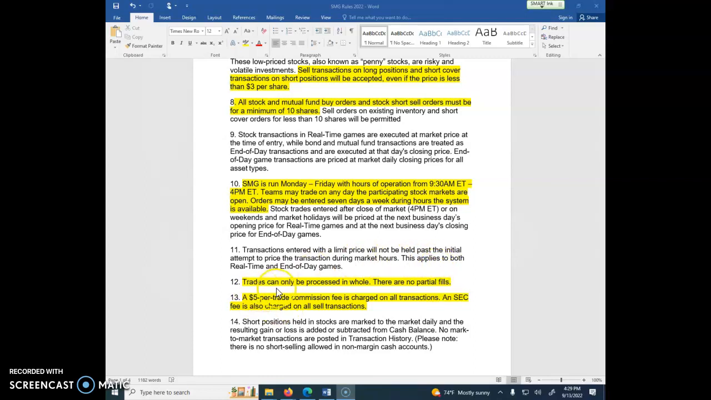Number 13, there's a $5 per trade commission fee. This is very real world. If you are buying stocks online with an online broker like Schwab, they're going to charge you a commission every time you place an order. And the stock market game does the same thing. Okay, so this is very real life kind of deal. There are commission fees charged on any stock transaction in the real world.